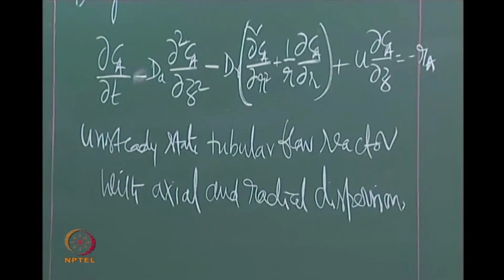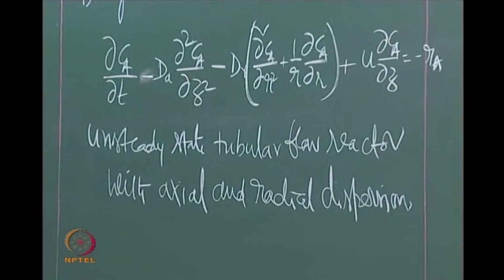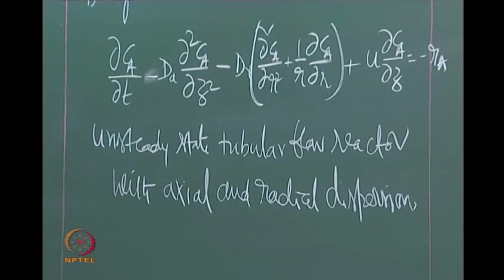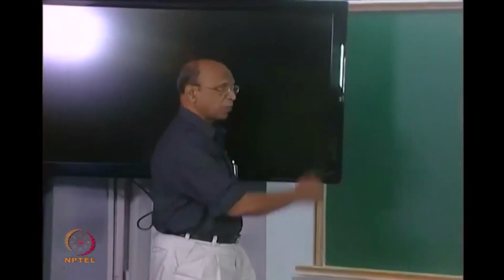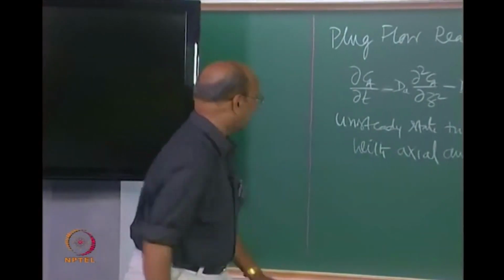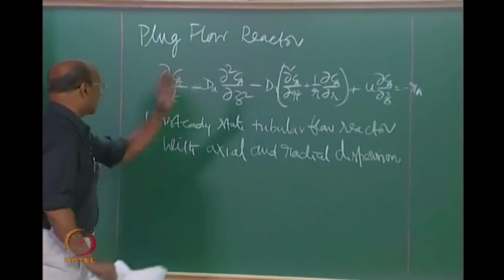Okay. What are the units of that equation? Moles per volume per time, for unit volume per unit time. Okay, yeah. So, can you identify where is the axial dispersion term?